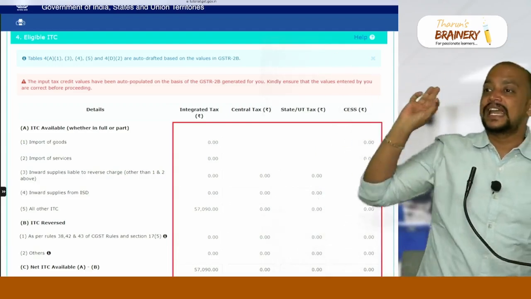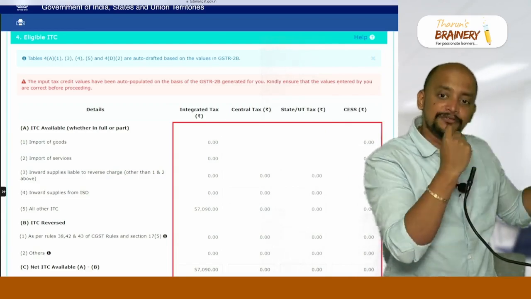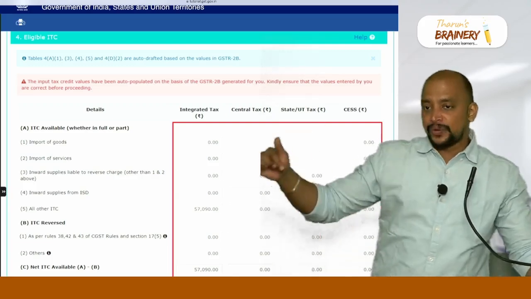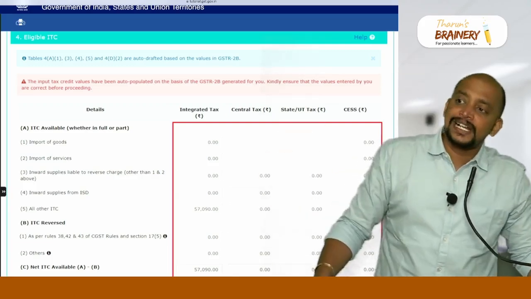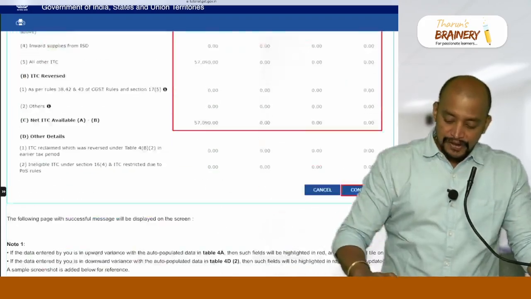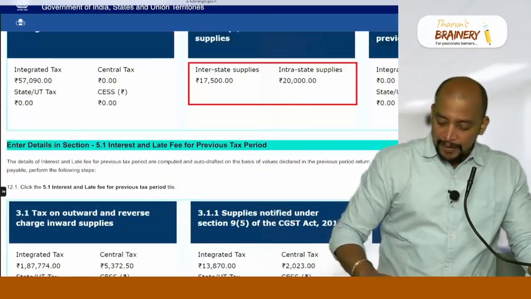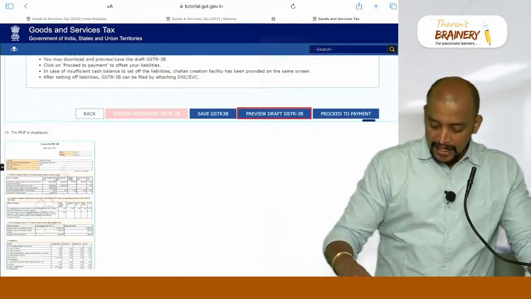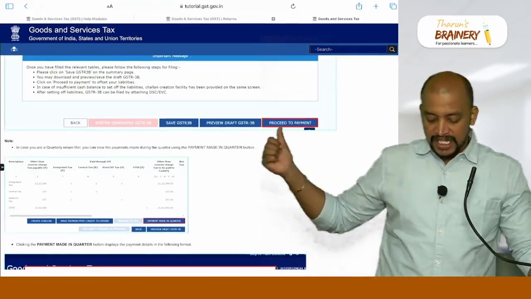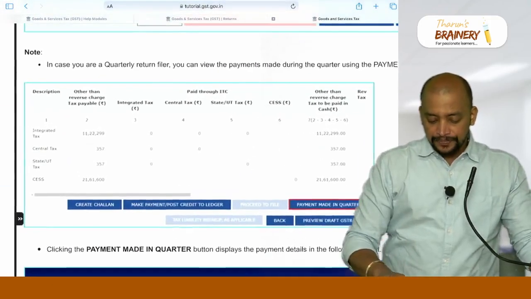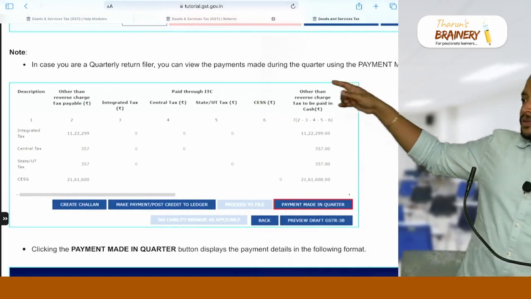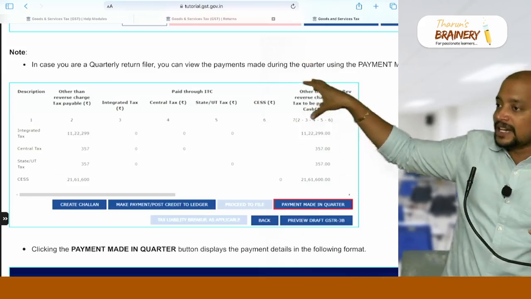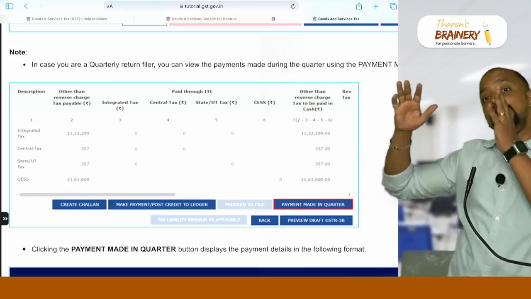So whatever I enter in this 3B table 4 is known as availment of ITC. So where do we do availment of ITC? In 3B. Again, where do we do utilization of ITC? In 3B only. Set off also we will do in 3B, once we proceed to payment. After entering all these details, we need to click on proceed to payment. Once we click, one table will come. In this table we need to see what is our liability, how much is the ITC available, and that ITC we can set off with respect to our liability. This is known as utilization.